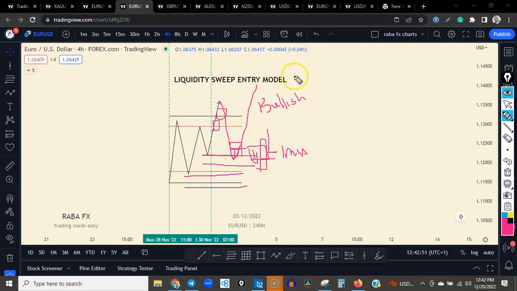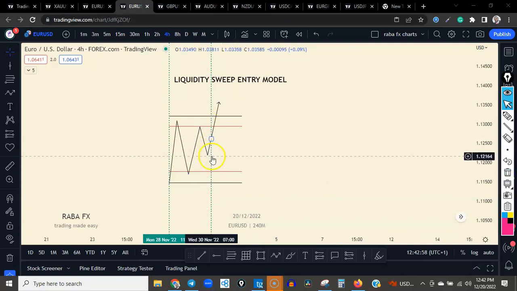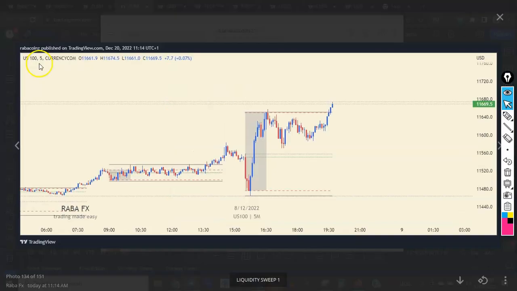So this model is very, very useful. I like using this model all the time because as a trader, you should know that there will be some early buyers to this move and market needs to take them out some of the time.